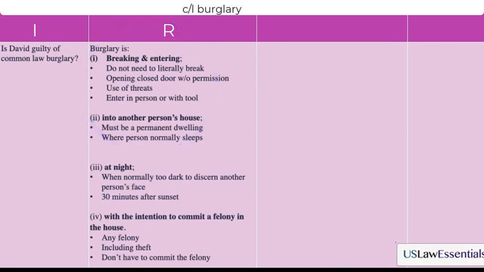We can also add some more bullet points to our second element. What's another person's house? Well, it has to be some sort of permanent dwelling. It has to be a place where a person normally sleeps. And we might also remember certain other points about what it means to be nighttime, and what it means to intend to commit a felony. For example, you just need to intend to commit the felony. You don't actually have to commit the felony when you get into the house. It's enough that you intended to commit this felony.